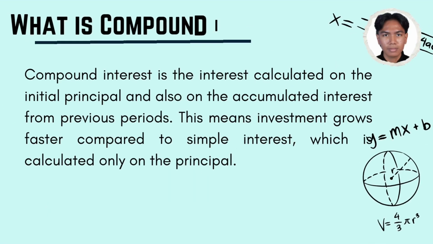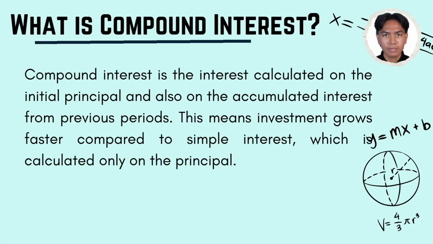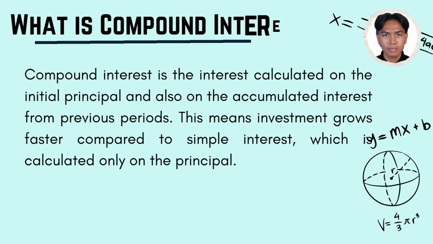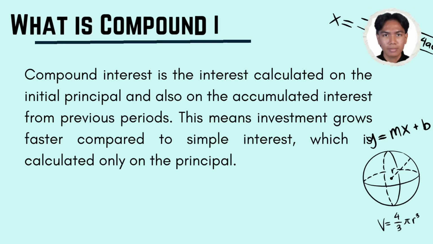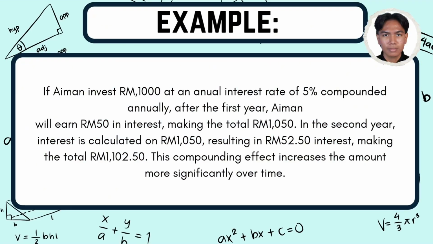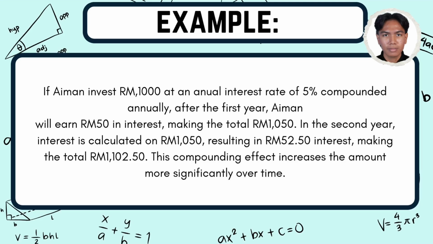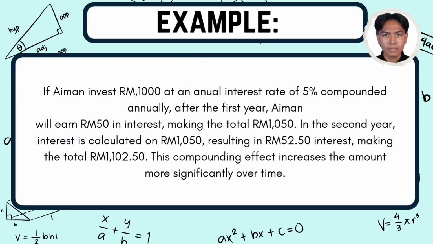What is compound interest? Compound interest is the interest calculated on the initial principal and also on the accumulated interest from previous periods. This means investments grow faster compared to simple interest, which is calculated only on the principal. If I invest RM1000 at an annual interest rate of 5% compounded annually, after the first year I will earn an interest of RM50, making a total of 1050 ringgit.